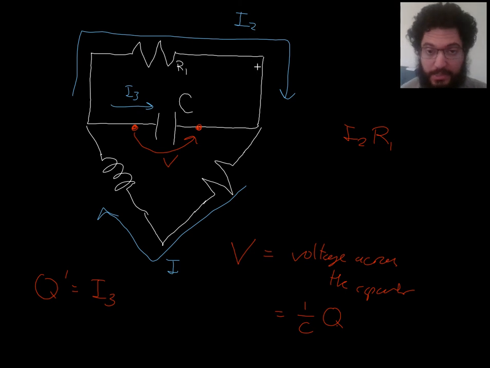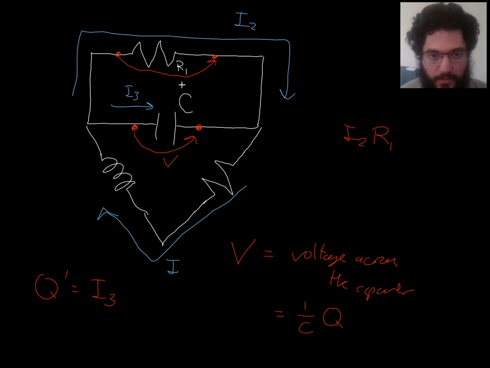But the current points in a certain direction, right? That's with the current going this way. So whatever I2 R1 is, that's actually this voltage difference, right? The voltage difference from here minus here. Voltage here minus voltage here. That's what I2 R1 is. So 1 over C Q is this voltage difference with this arrow, and I2 R1 is this voltage difference with this arrow.